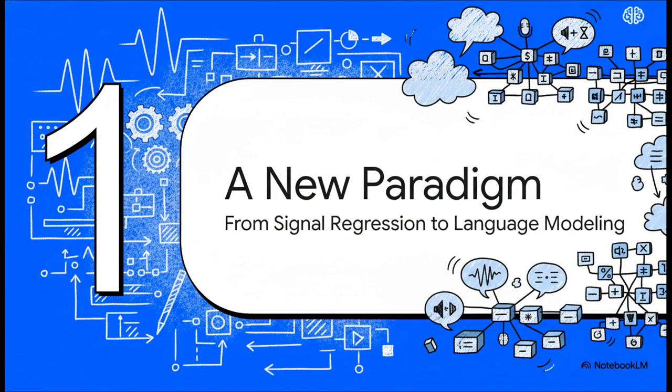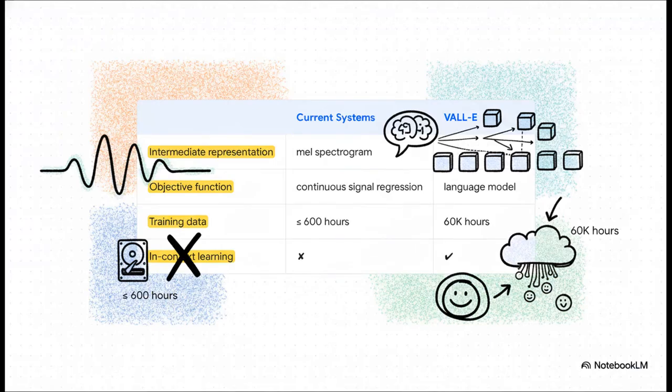So let's break down what this new paradigm actually looks like in practice. We're not talking about a small adjustment here. This is a full-on shift from one engineering philosophy to another. Okay, this table really lays out the revolution perfectly. Traditional TTS models work with MEL spectrograms, a continuous signal. But VALL uses discrete audio codec codes. Now, this is the key move because it basically turns audio into a vocabulary of tokens. Once you do that, your objective function flips from signal regression to just plain old language modeling.